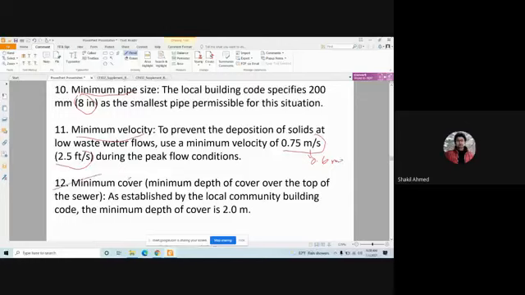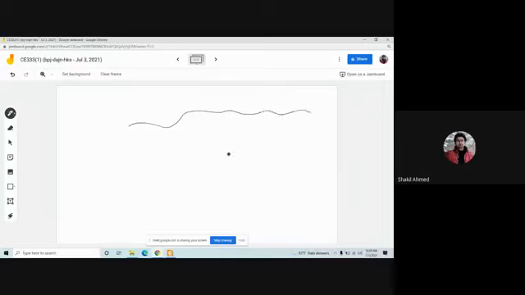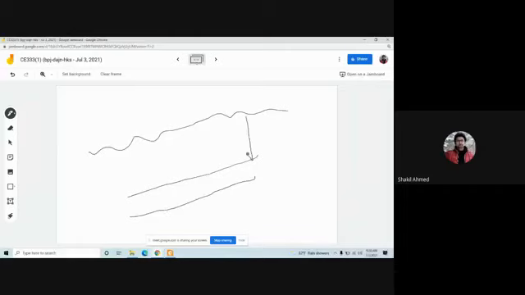Minimum cover. What is cover, guys? This is the ground surface and this is the sewer, and the distance from the top of the sewer to the ground surface is 2 meters or about 6.6 feet. Clear, guys? Yes, sir.